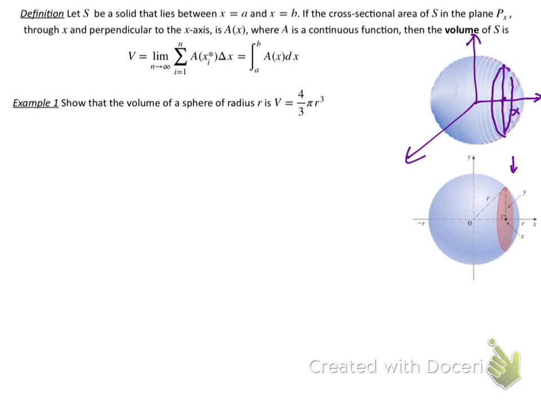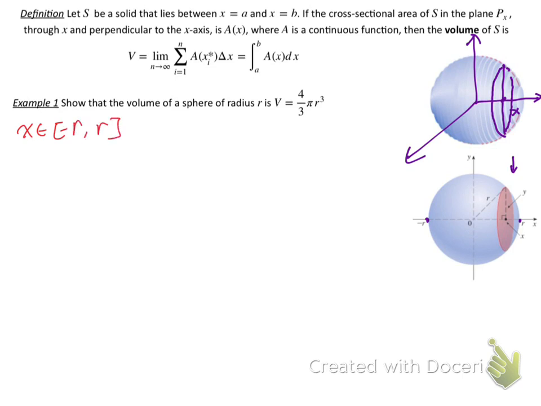Okay, let's see the example. The volume of a sphere of radius r is V equals 4/3 pi r cubed. So we are computing the volume of a sphere with radius r. The lowest x you would have is here, the highest x you would have is here. So our x goes from negative r to positive r.